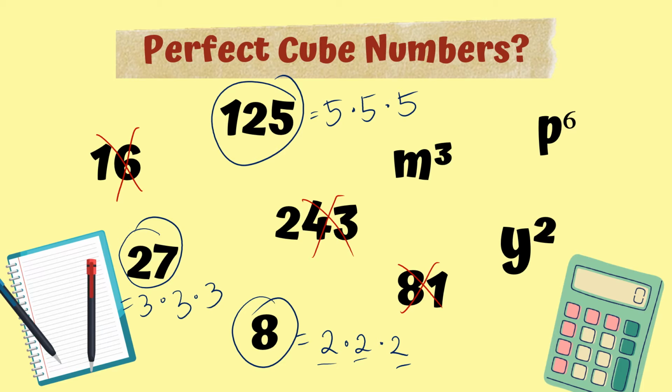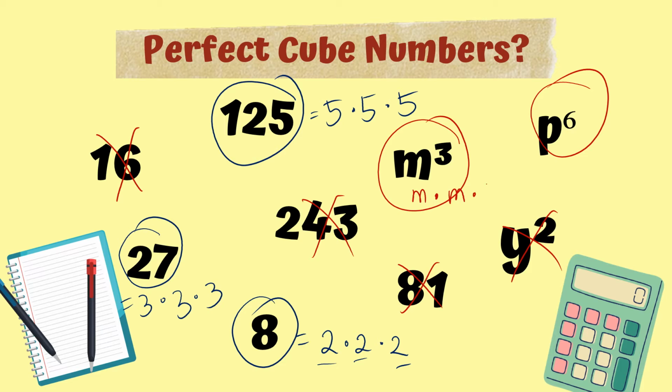So, how about naman sa mga variables? So, titignan mo naman kung divisible by 3. So, is 2 divisible by 3? No, so that is not a perfect cube number. But m cubed is, and p to the 6th is also a perfect cube number. So, that is m times m times m. Ito naman, p squared times p squared times p squared. So, those are the perfect cube numbers. Okay.